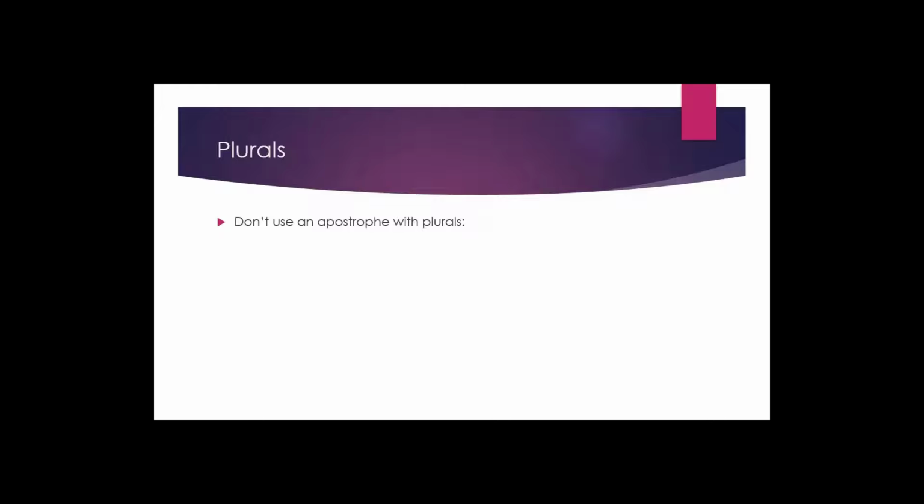Here's a special note about plurals. Plural just means that there's more than one of something. Don't use an apostrophe with plurals. For example, we need 6 eggs. The first sentence is correct. There's no apostrophe. But the second sentence is not correct. Another example, your books are on the table. The first sentence does not use an apostrophe, and that's correct because plurals, meaning more than one, we don't want to add an apostrophe.